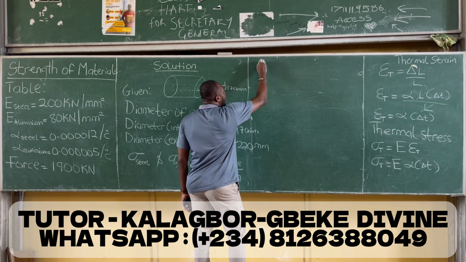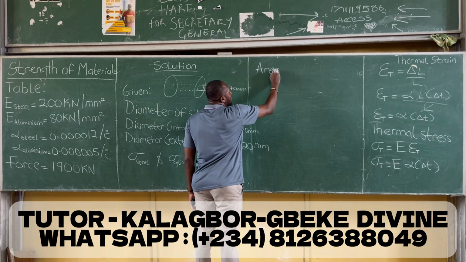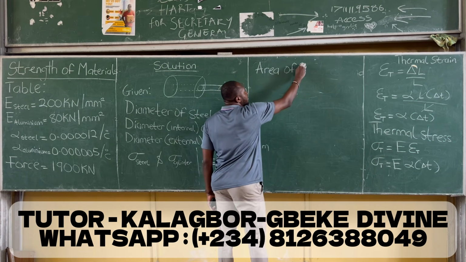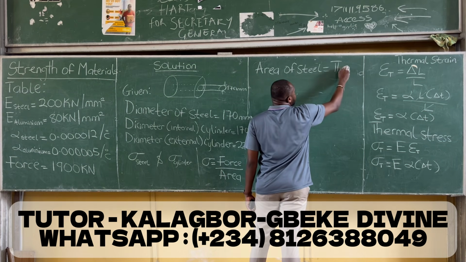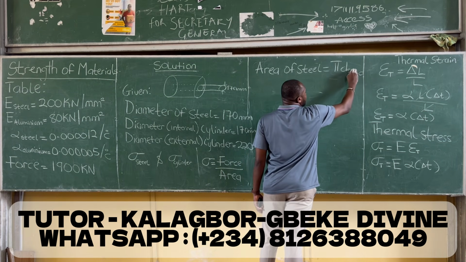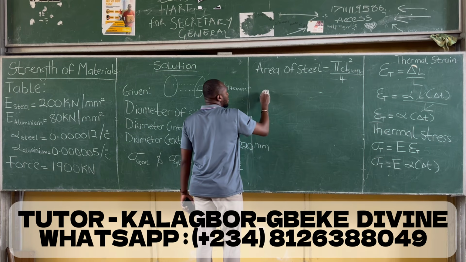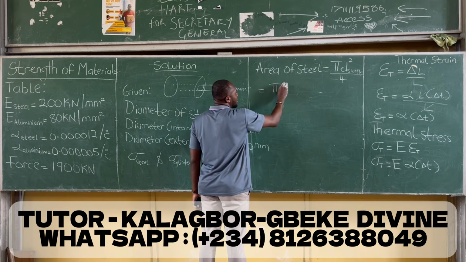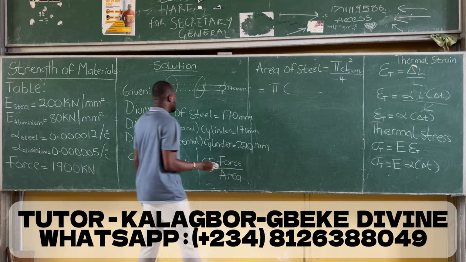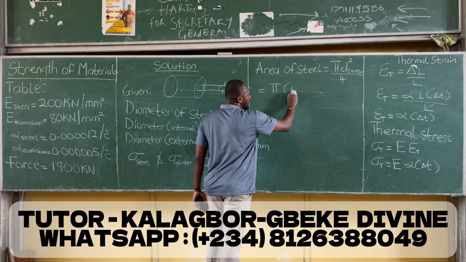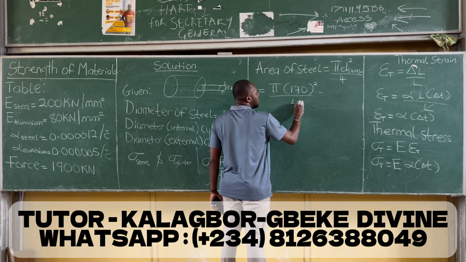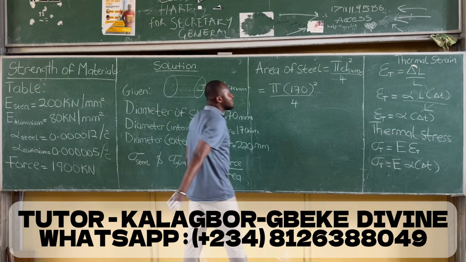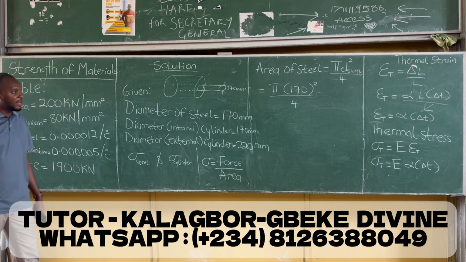So now, area of steel equals pi diameter of steel square over 4, right? So put in values and punch your calculator. Diameter of steel is 170. We're not converting, so just write it down. 170 all square over 4. Please punch your calculator and give me the final answer for the area of steel.